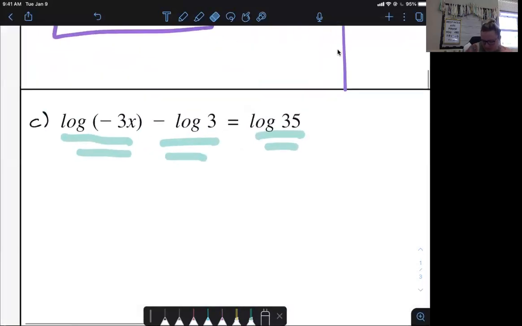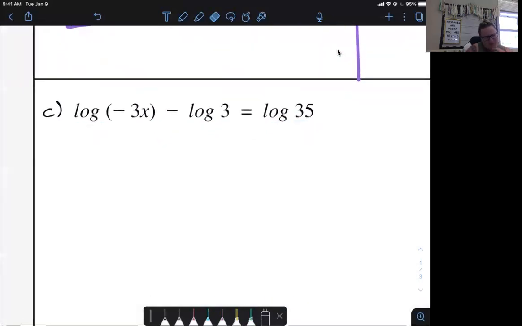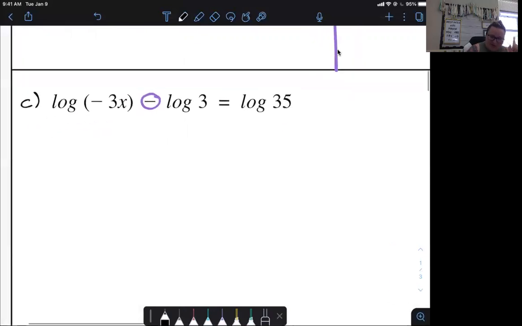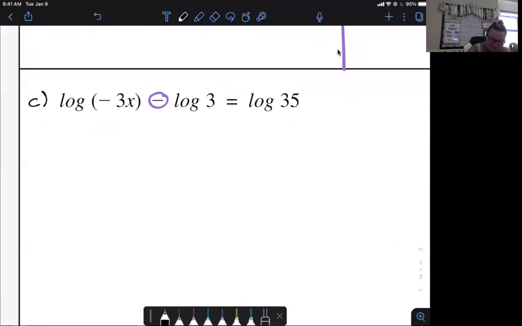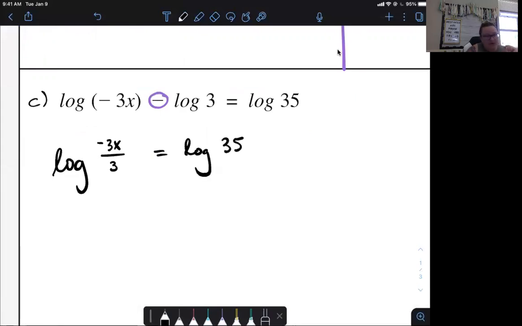Well, is there perhaps a property of logs that would allow us to take 2 logs that are being subtracted and combine them into 1 log? I think that there is a property called the quotient property that would let us rewrite this log as the log of negative 3x over 3 is equal to the log of 35. Now, why don't you go ahead and finish this problem on your own, and I'll see you on the other side.